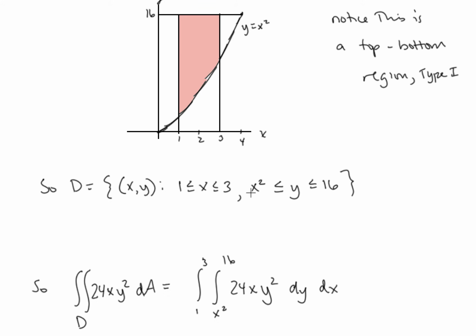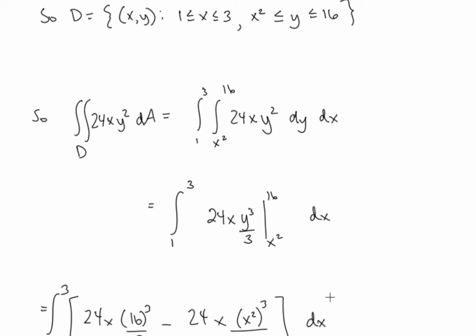So I'm going to describe my region as x going from 1 to 3, y going from x squared to 16, right? This is y equals x squared, this is y equals 16. And notice that y is the variable that has another variable in its bounds, so y has to be the inside variable here. Y varies from x squared to 16, and then x varies from 1 to 3. So we integrate on y first, and then on x.